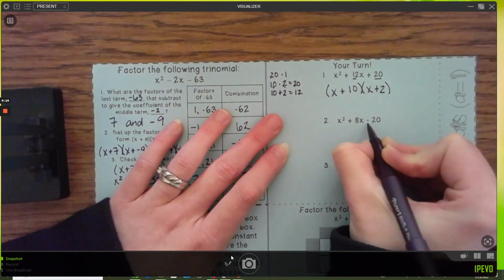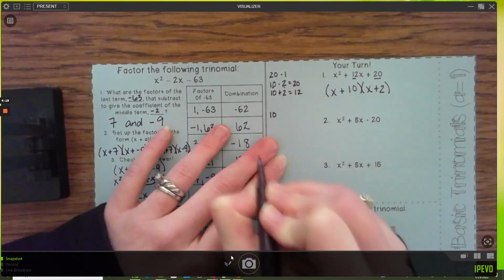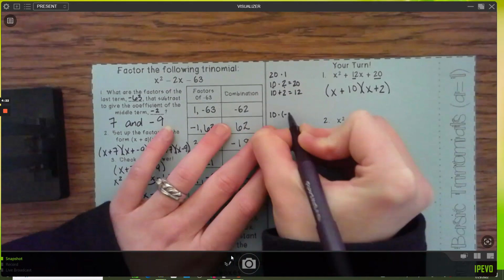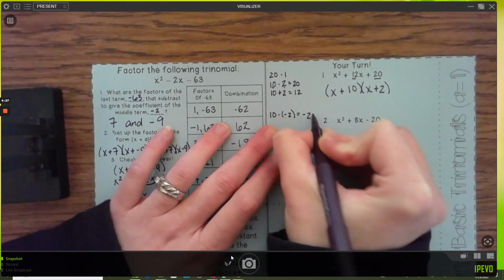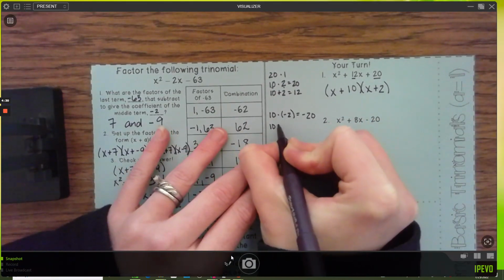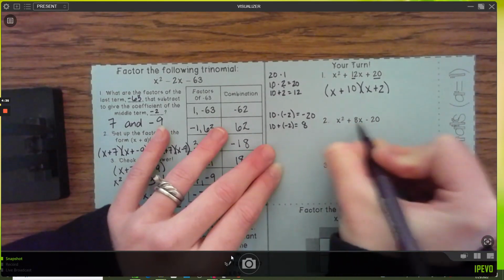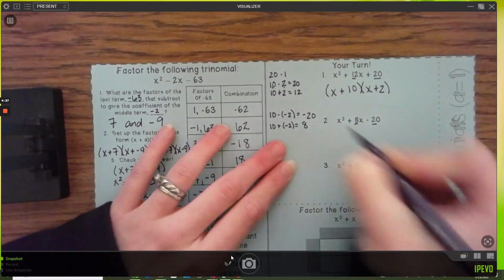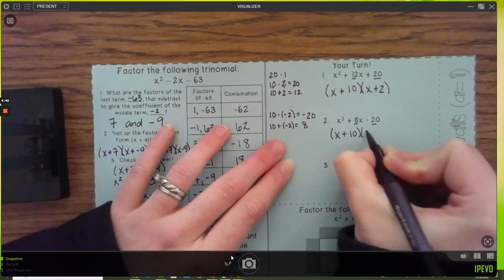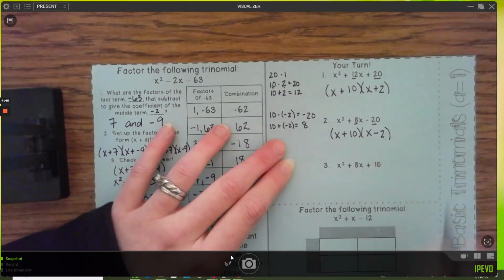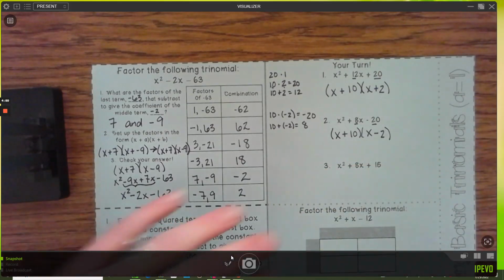Here we're looking for a negative 20, so we can look at the same numbers. If I do a positive 10 times a negative 2, 10 times negative 2 equals negative 20, and 10 plus a negative 2 gives me a positive 8. There are my two factors: x plus 10 and x minus 2. And again, you can always check yourself by multiplying them back out.